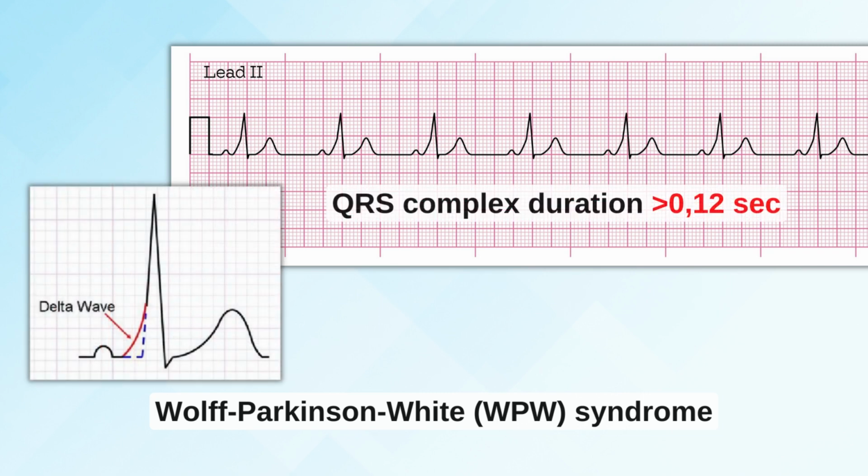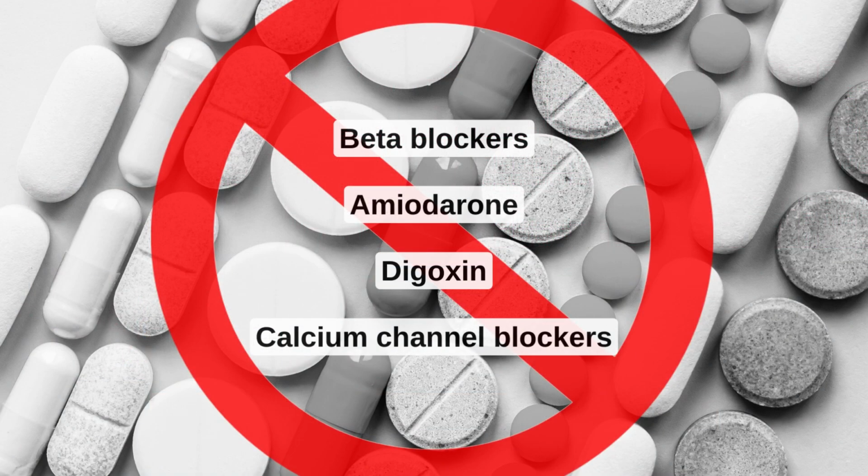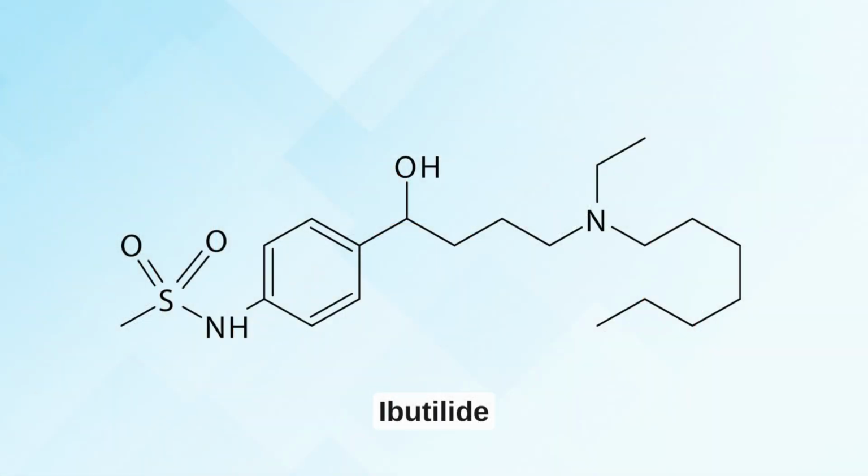Delta wave means that this QRS complex is broader, more than 0.12 seconds, and it's forming a delta-shaped wave. When we see that type of wave, then we need to watch out, because we cannot give the regular medications that we usually give, for example, beta blockers, amiodarone, digoxin, or calcium channel blockers. These are then contraindicated when we see Wolff-Parkinson-White syndrome. In these cases, we should rather choose a medication that is called ibutilide.